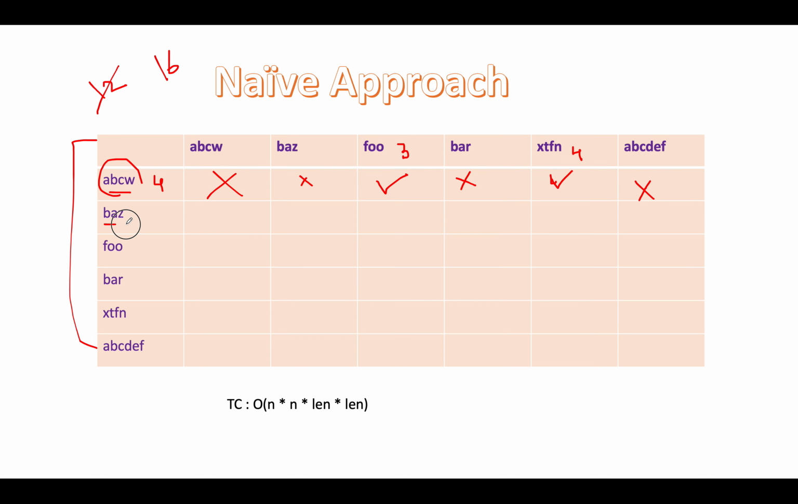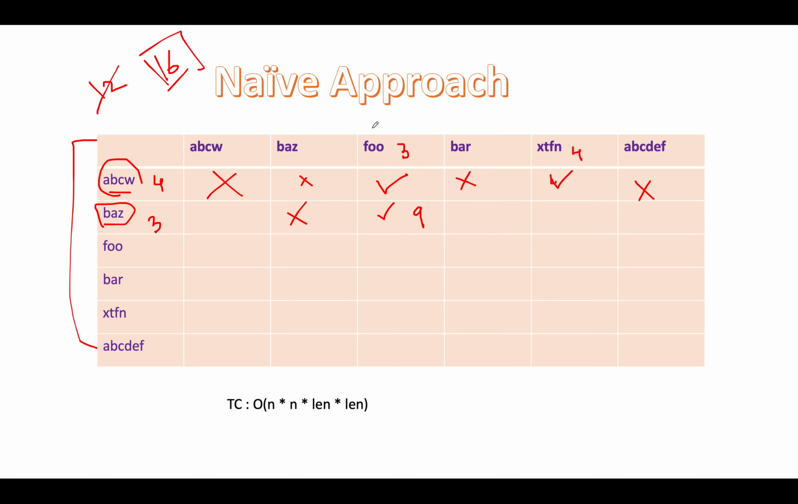Let's continue the process. B, A, Z, nothing. It's again the same, ignore. Let's move to the next iteration. B, A, Z and foo. The length is 3, foo is 3. It's a valid case. There is no character common. The current product is 9, which is lower than the existing product value, which is 16. We'll ignore it. Let's continue the process. B again is common.